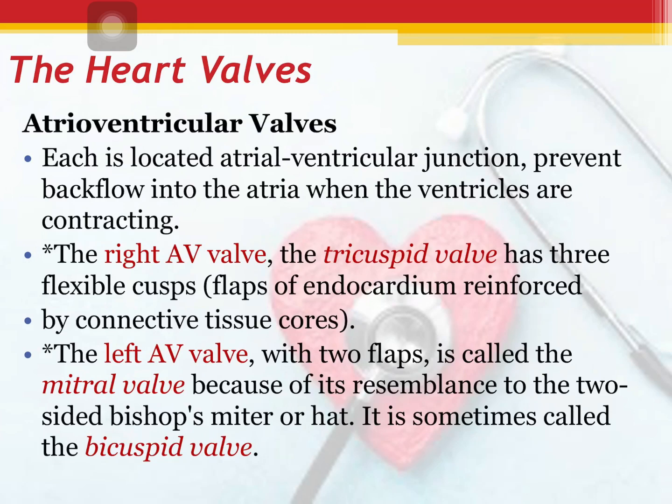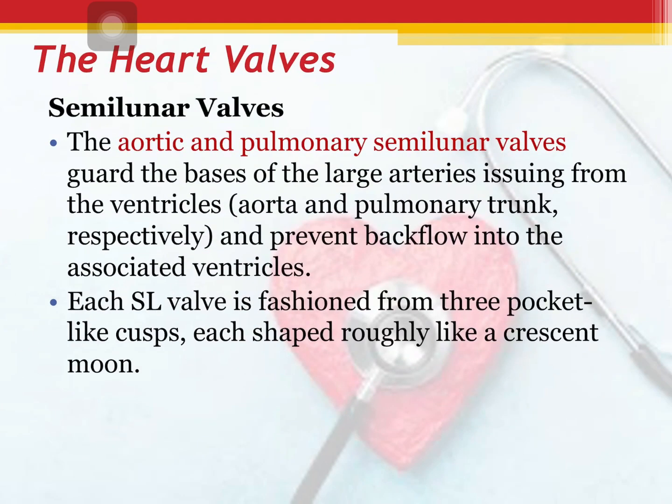The heart valves. Atrioventricular valves are located at the atrial-ventricular junction. They prevent the backflow of blood into the atria when the ventricles are contracting. The right AV valve, or tricuspid valve, has three flexible cusps, while the left AV valve with two flaps is called the mitral valve because of its resemblance to the two-sided bishop's mitre or hat. It's sometimes called the bicuspid valve because it has only two flaps.